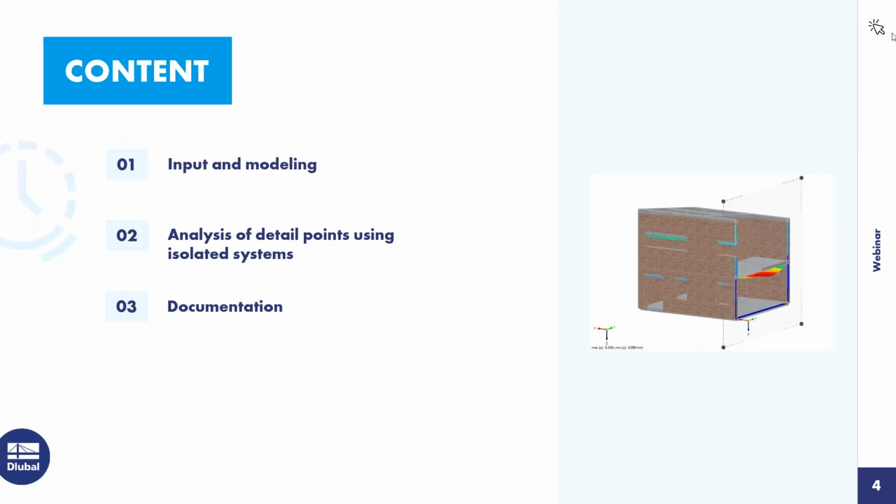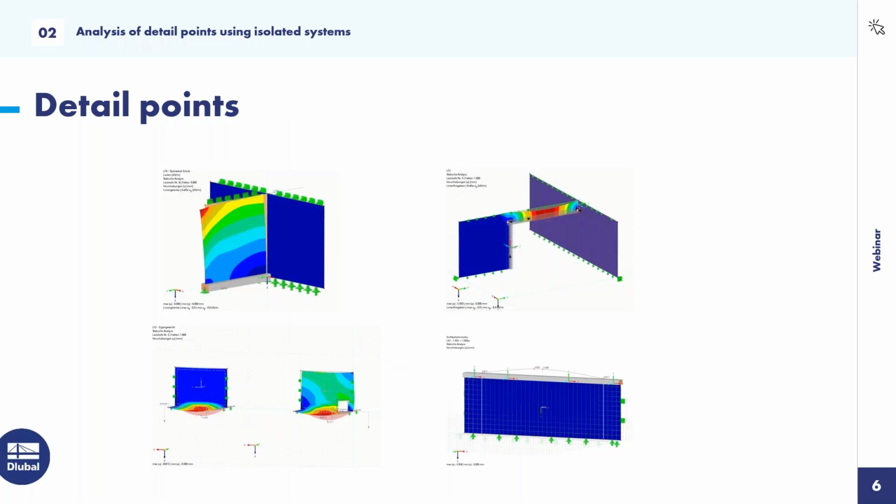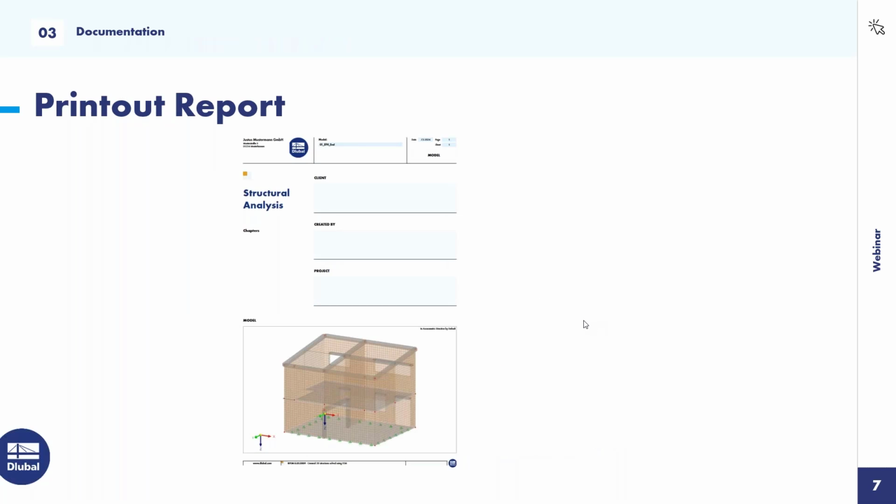So the content of today's webinar is masonry. Today I want to model a building from the beginning in RFEM. In the second part, I want to take a look at some detail points, especially connected to the masonry material. And in the last part, I want to show how you can document the results of the program. In the first part, we will insert a small building in RFEM, and I want to show you how to do it. In the second part, I have chosen some separate models that I have prepared to take a look at some details. And as I said, the last part is the printout report. So now I want to switch to the program.